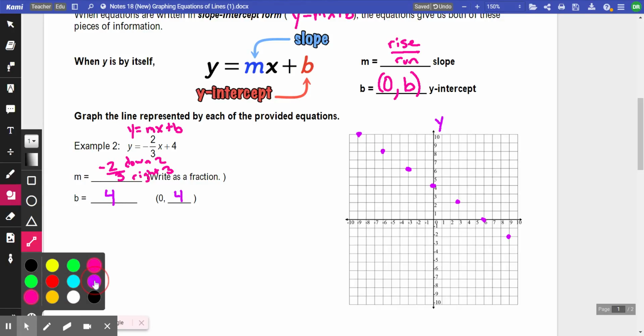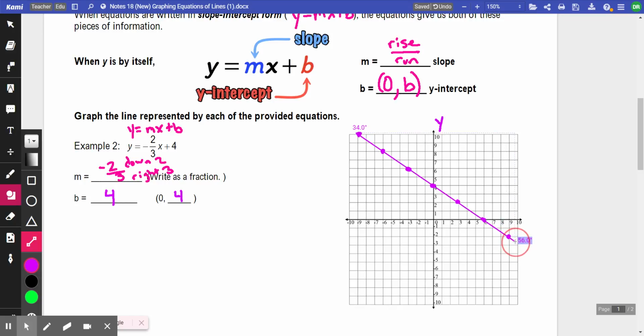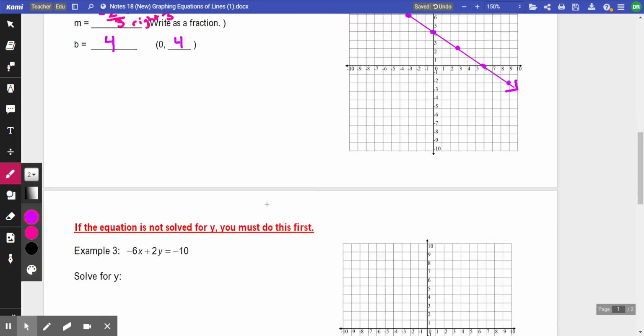So I'm going to cheat, and I'm actually going to come over here and grab the line tool. Okay, there we go. And I'll put arrows to say that this line would continue forever. Overall, notice that this graph, when I read it from left to right, is going down, which is a good indicator that I did it right because my slope was negative.